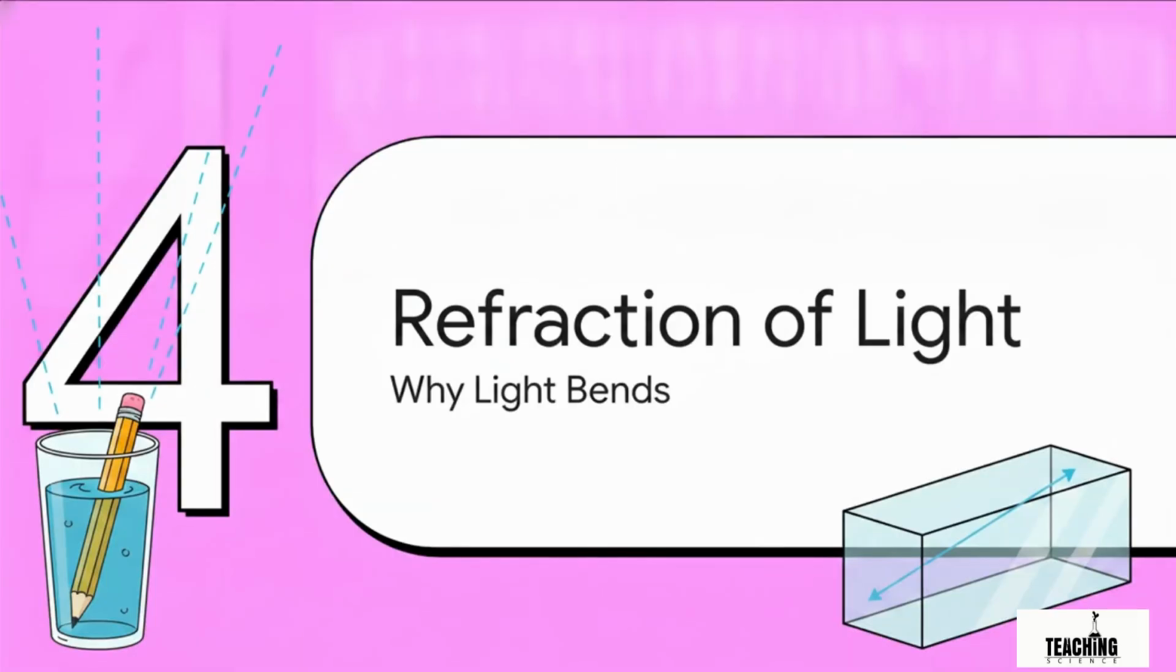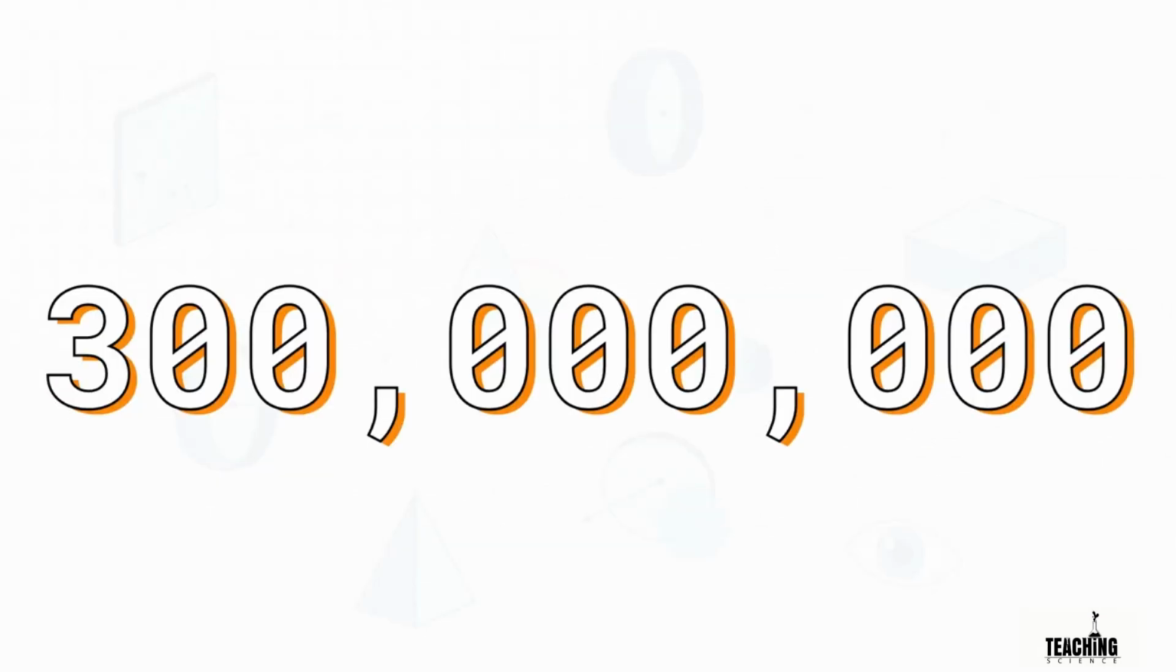Section 4. Refraction of Light. Why light bends. Have you ever noticed a pencil looking totally broken or bent when you place it inside a glass half filled with water? The pencil isn't actually broken, right? It's just playing a trick on your eyes because of the way light behaves when it changes its environment.